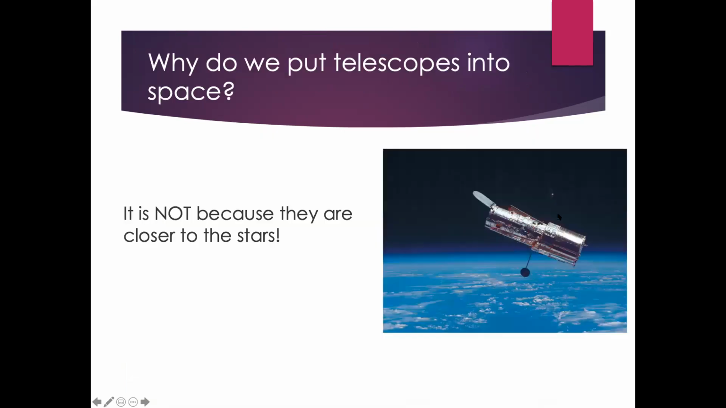And so why do we put telescopes in space, like the Hubble Space Telescope? Why do we put these telescopes in space and not just leave them on Earth's surface? Many people think that having these telescopes closer to the stars is going to make it easier to see the stars, and that's not actually true. That's a very common misconception, though.